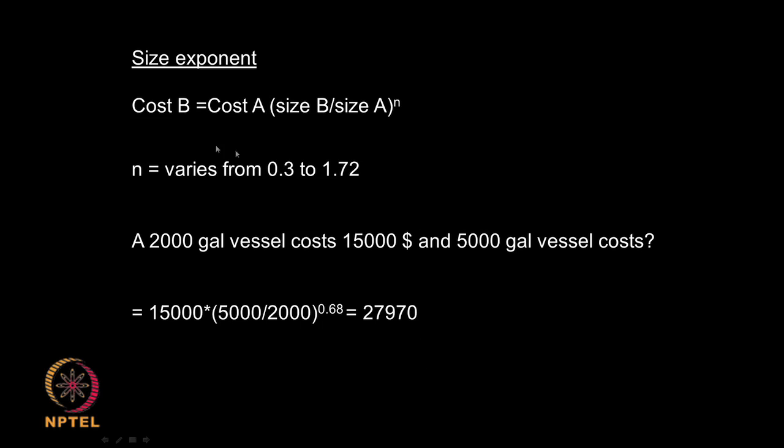Size, again if you remember I talked about the 0.6 exponent type of rule, where cost of B is equal to cost of A, size of B by size of A raised to the power n. So, these numbers can change between 0.3 to 1.72. So, if I know the cost of a 2000 gallon vessel is $15,000, what is the cost of a 5000 gallon vessel, I can put in the proper n. Here I have taken it as 0.88.